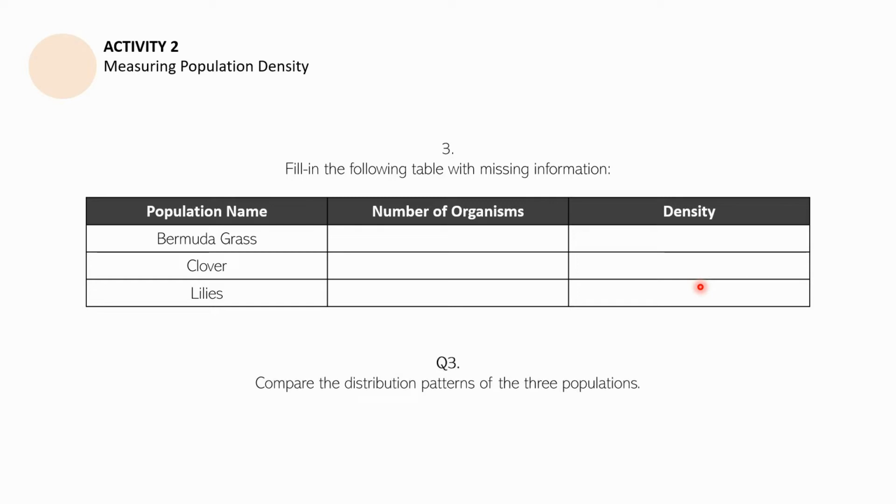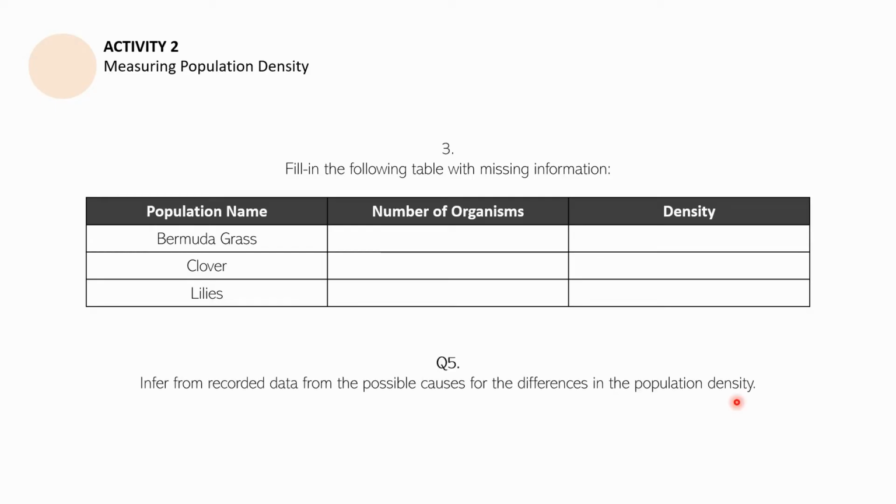Question number 3, compare the distribution patterns of the 3 populations. You may pause this video so that you'll have more time. If you have decided to continue, let us proceed to question number 4. Which population has the greatest density? Pause this video to get more time. If you have decided to continue, let's proceed to question number 5.